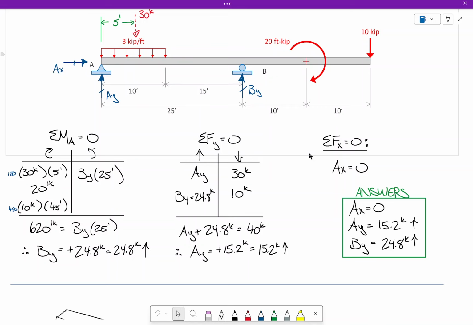You would get a different answer here, and because you got a different answer here, you would get a different answer here. The reactions would be different. That affects the shear diagram and the moment diagram. The jump would go in a different direction, but everything else would change too. So when we're computing the reactions, like say, counterclockwise is positive, but when we're doing the diagrams, it's reverse, basically.